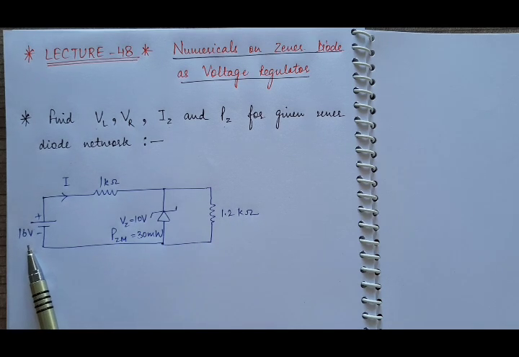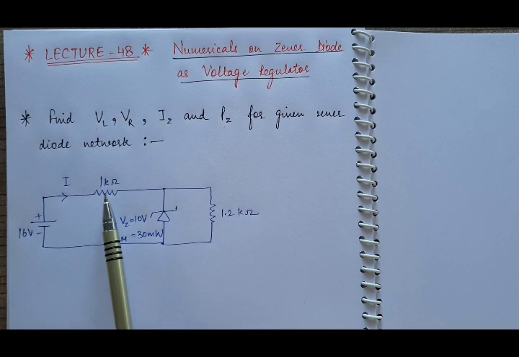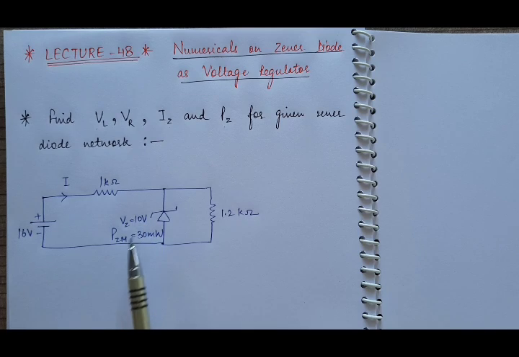Source voltage is given, that is 16 volt. Series resistance RS is given, that is 1 kilo ohm. Zener voltage is 10 volt and maximum power dissipation capability of Zener diode is 30 milliwatt. And load resistance is given, RL, that is 1.2 kilo ohm.